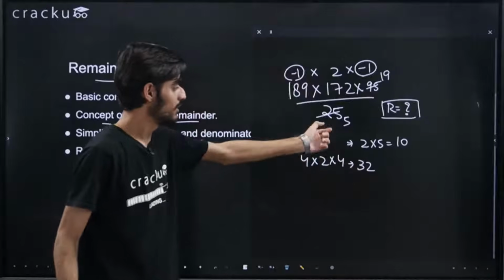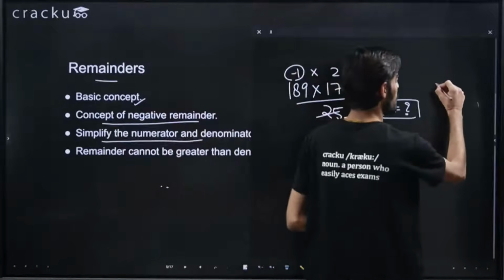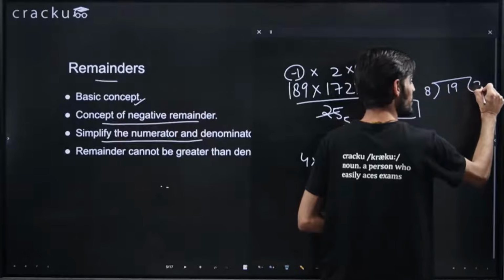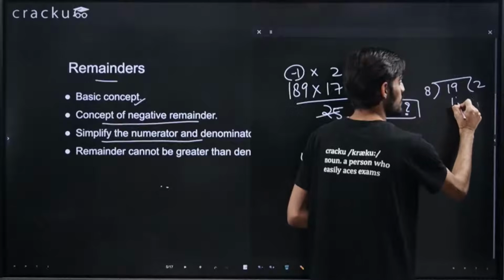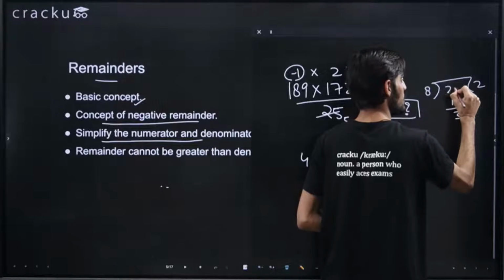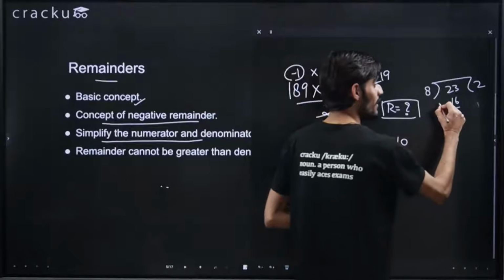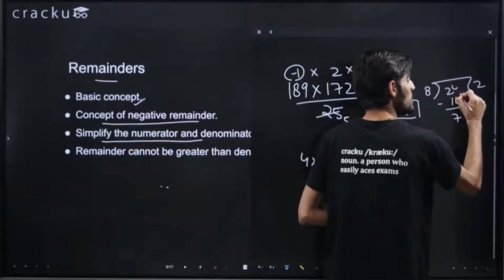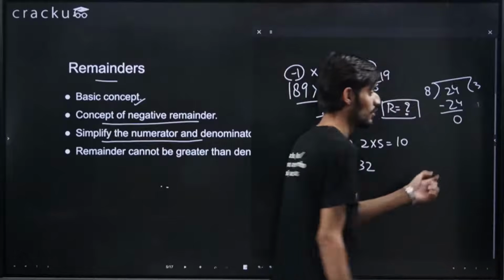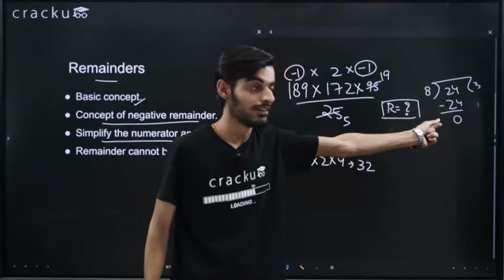Because we have divided these numbers by 5, the remainder cannot be greater than 5, right? So when you are dividing any number, let's say 19 by 8, 8 into 2 is 16, so remainder will be 3. If I take a larger number here, maybe 23, the remainder can be 7, because 8 into 2 is 16, so remainder will be 7. If I take here 24, it will be 8 into 3, that is 24, and the remainder will be 0, right? It will be completely divisible. So you can see that the remainder cannot be greater than 7 if I am dividing the value with 8.